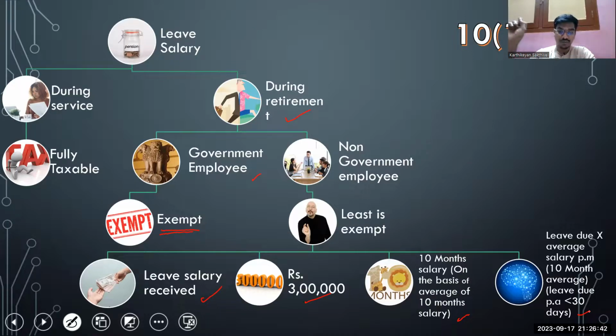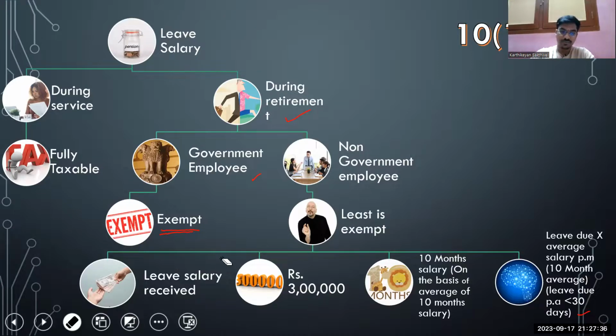The third point is, at the time of retirement, your leave salary should not exceed your 10 months salary on the basis of the average of the last 10 months salary. So basically that would mean 10 into average salary, which is basically your past 10 months salary. So it will be 10 into 10 months salary divided by 10. The 10 and 10 will cancel, and your last 10 months salary will be the amount here. So that is in relation to the third point. Is the point till 3 clear?